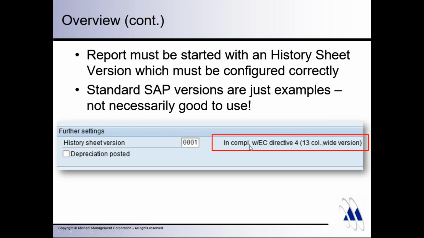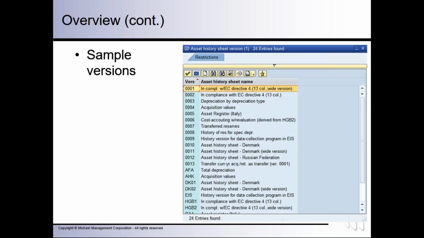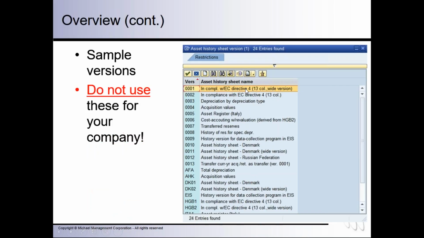This one says, in compliance with European Community Directive number 4. So that means this is European GAAP accounting. That's not useful at all for the US. Here's a list of all the sample versions SAP delivers in a standard system. And you see that top one here, the 0001. All right, that's that default version that always comes in.